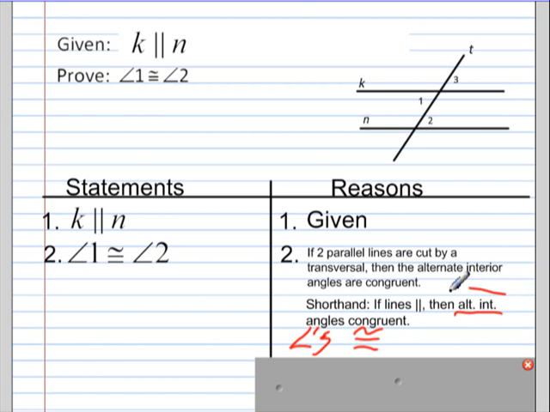So this is the shorthand that you can use. You are certainly free to write it out the long way if you feel more comfortable with that, but I do get that it's a lot of writing, and so this shorthand is acceptable.